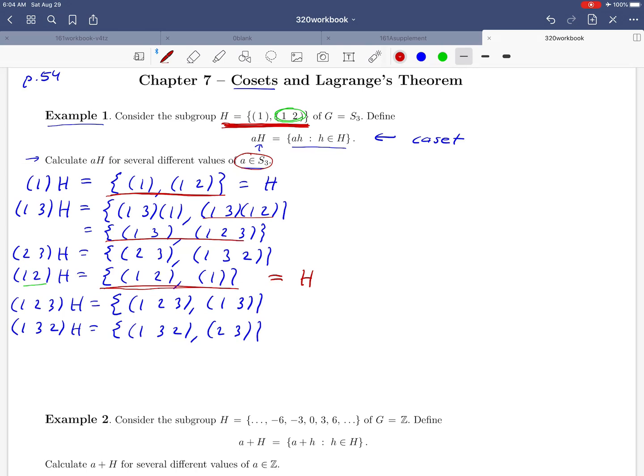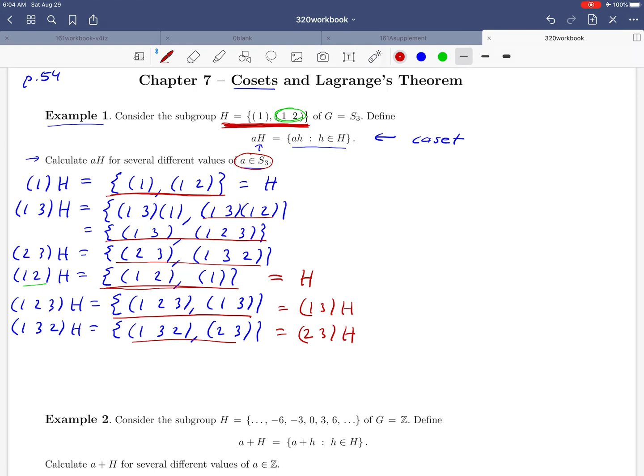And notice that there are other repeats. For example, the coset (1 3)H got repeated right here. So this one is equal to (1 3) times H. And then the last one is the same coset that we got here and here. Those are also the same cosets. So this is equal to (2 3) times H. It's kind of interesting. There are 6 elements in S3, but we only got 3 distinct cosets.